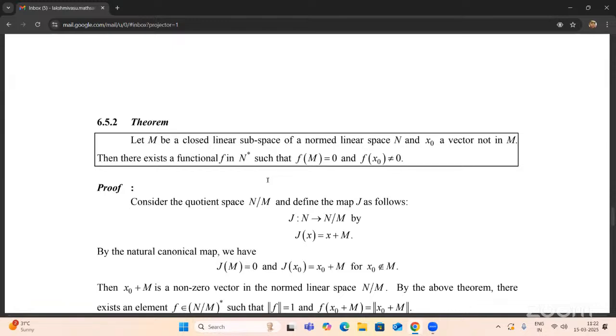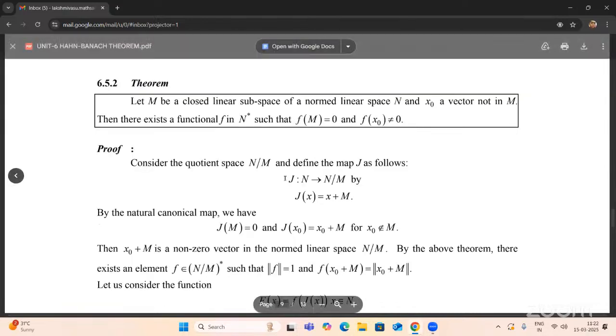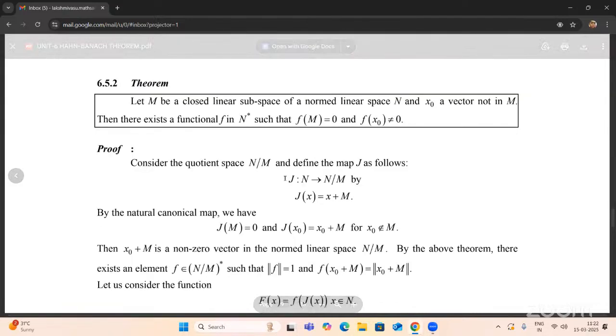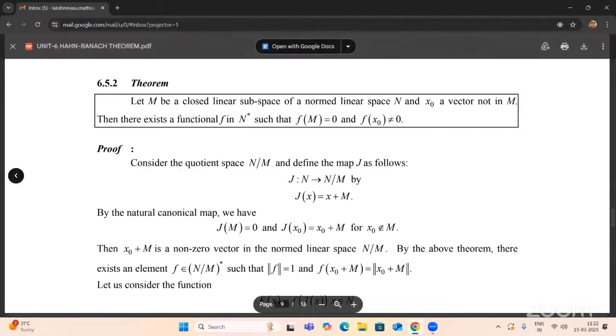Okay, see another sequence. Capital M is a closed linear subspace of a normed linear space N, and x naught is a vector not in M. Then there exists a linear functional f belonging to N star.